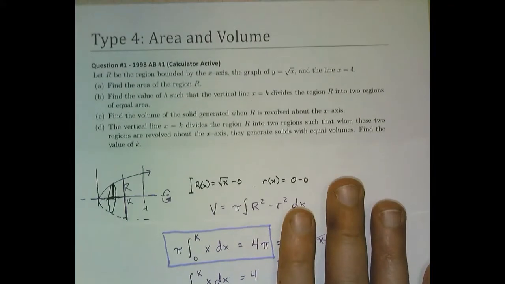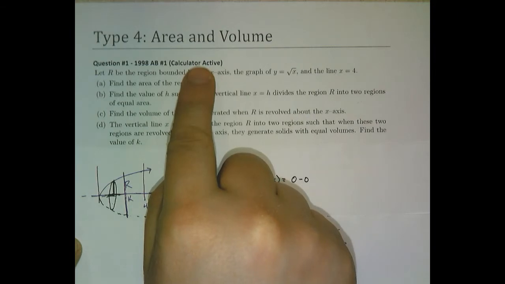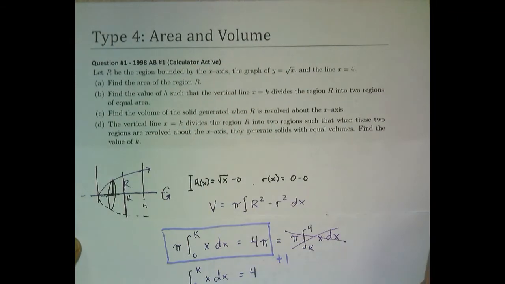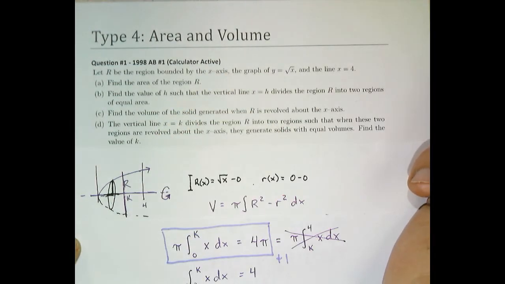Thanks for tuning in. Again, this was from 1998, question number 1, and it was calculator active. It's a pretty straightforward area volume problem. This dividing the region into 2 spots or into 2 equal halves is a pretty consistent theme that you'll see occurring several different years.